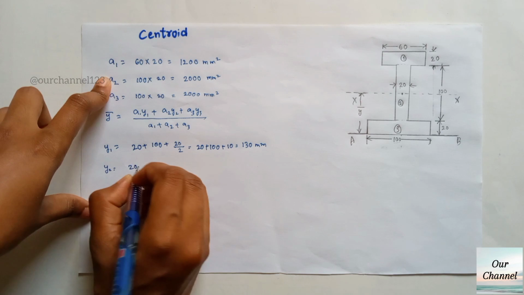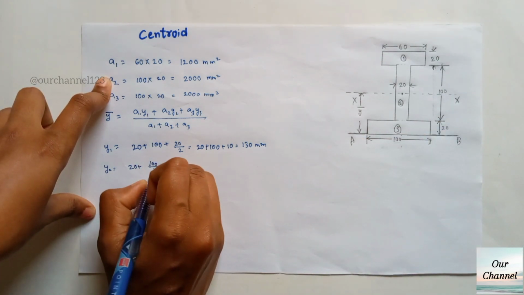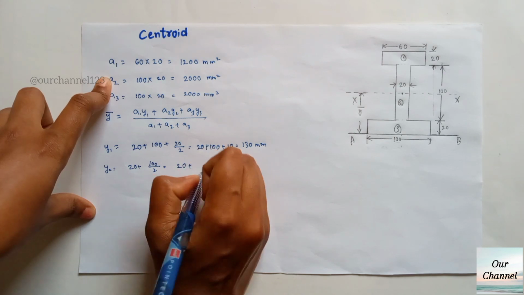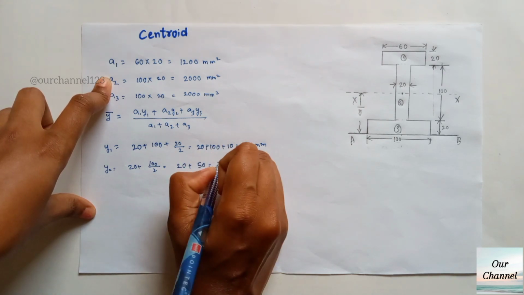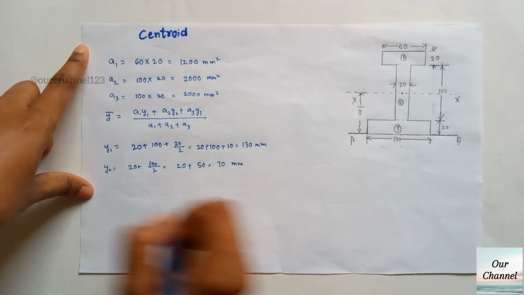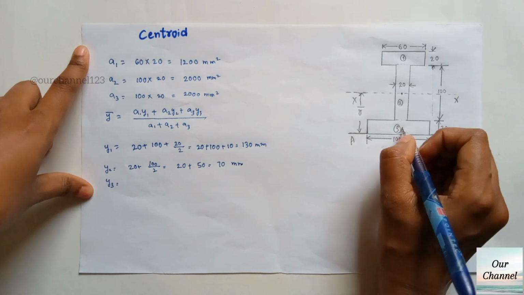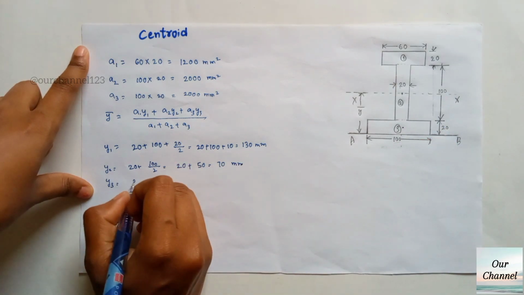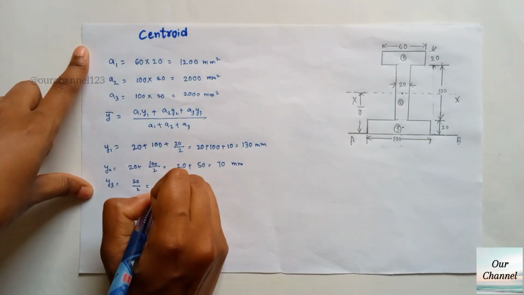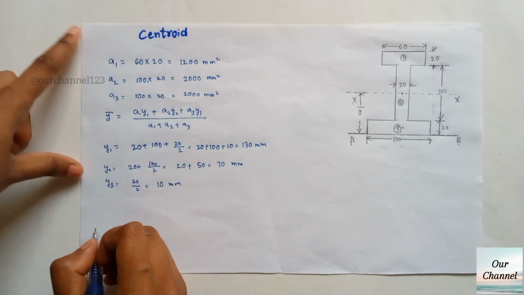Next Y2 equal to 20 plus half of 100, 20 plus 50, 70 mm. Center of web is 70 mm from AB. Y3. Y3 is half of 20, 20 by 2. So the center of bottom flange is at 10 mm from AB.